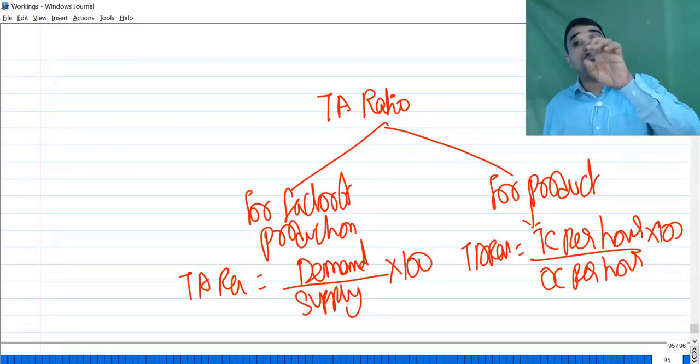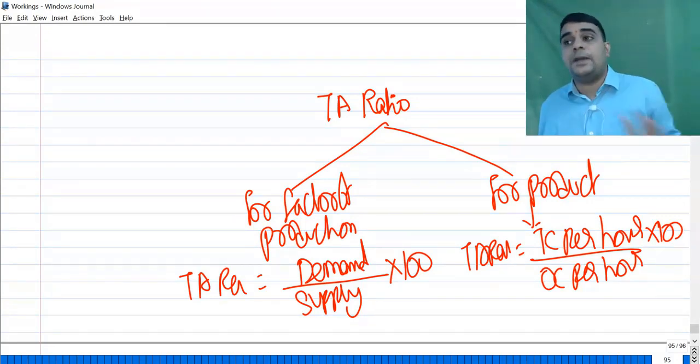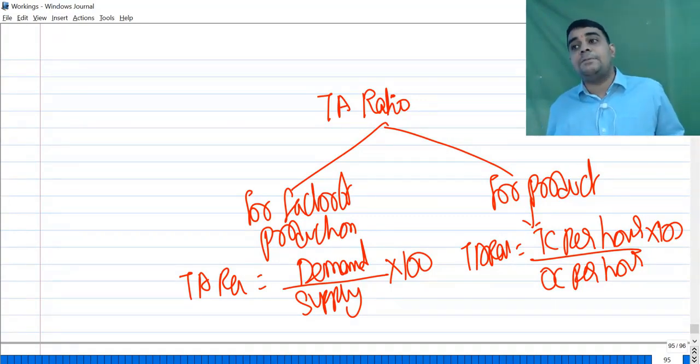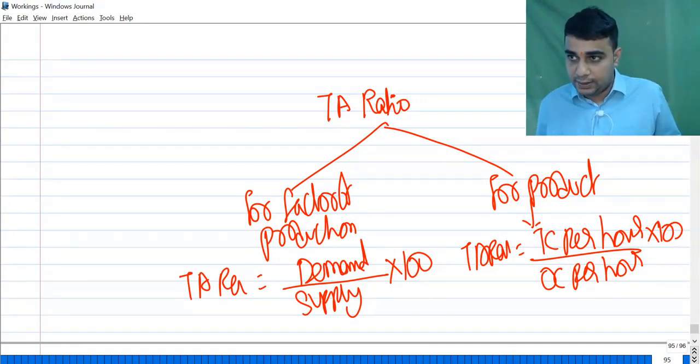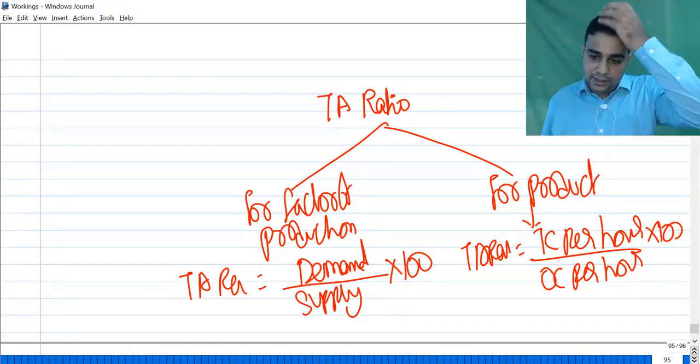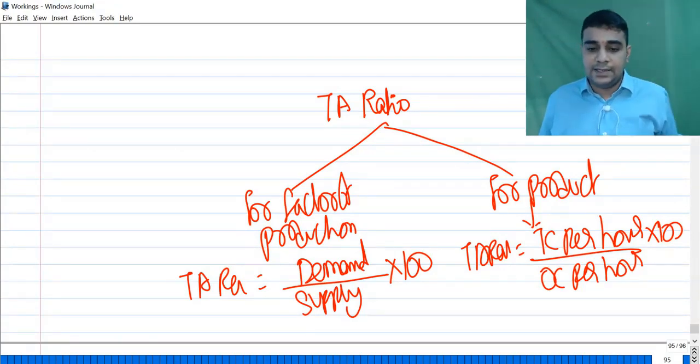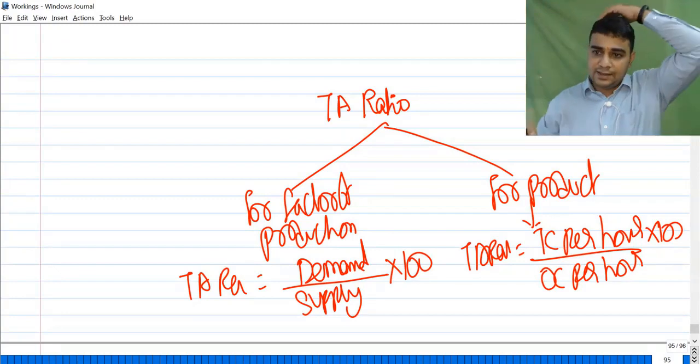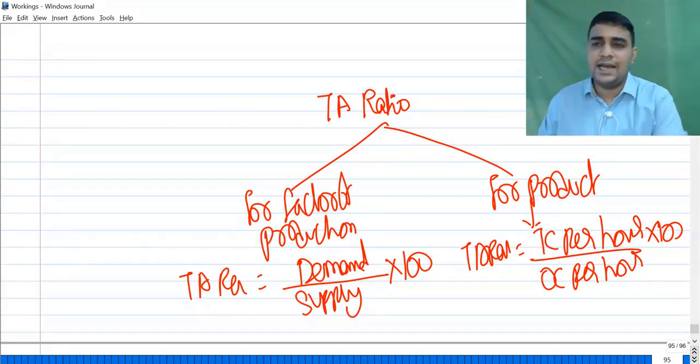If the TA ratio is more than 100%, it's a profitable product. If it's less than 100%, it's technically a loss making product, because you are not able to earn more than the operating cost. I want you to write this. I think it's not there in the PPT. It could be there in the base theory, but still write this. Is it there in the theory? Okay, it's there in the theory, leave it then.